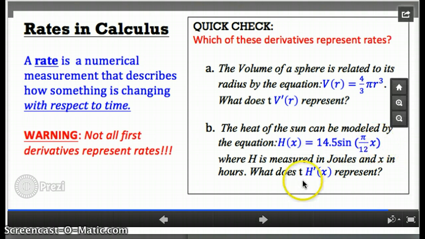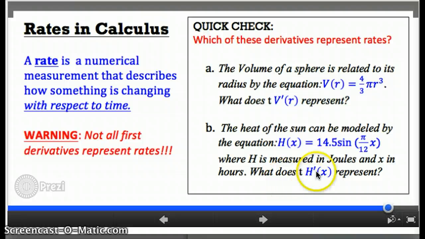Exactly, only h prime is a rate here. V prime is a first derivative that does not represent a rate. Why? Well, look at the independent variable. Here the independent variable is a radius, and radiuses are measured in length, not in time. So since this is not a derivative with respect to time, this is not a rate.